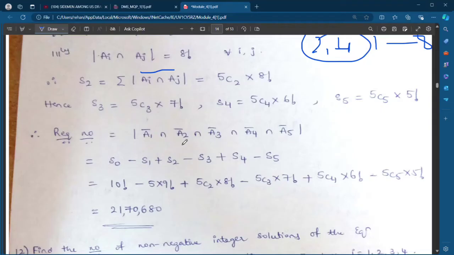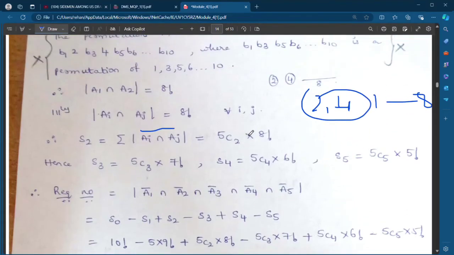The required sets are A1 intersection A2 intersection A3 intersection A4 intersection A5. In the same way, those elements are removed. Hence S2 is equal to 5C2 into 8 factorial. S3 is equal to 5C3 into 7 factorial, as the numbers keep reducing. S4 is 5C4 into 6 factorial, and S5 is equal to 5C5 into 5 factorial.